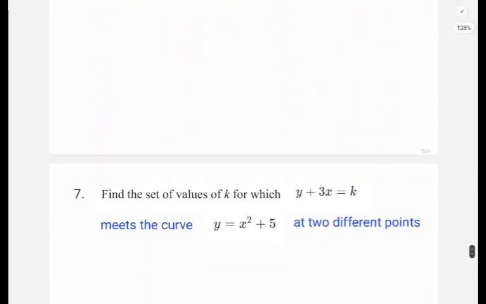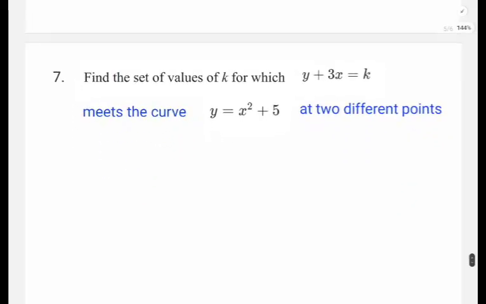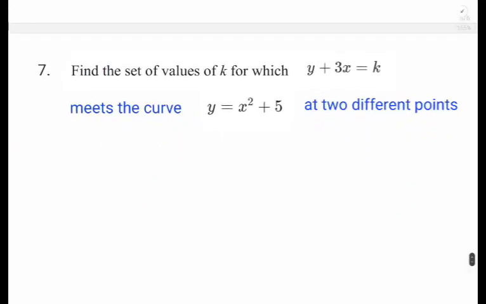Okay, then the next one. Find the value of k for which y plus 3x equal to k meets the curve at two different points. This one is just meets. That means here again y is equal to k minus 3x. It means it can definitely be 1 point, can be 2 points. So you substitute inside here. So k minus 3x equals x squared plus 5. So bring everything to one side.